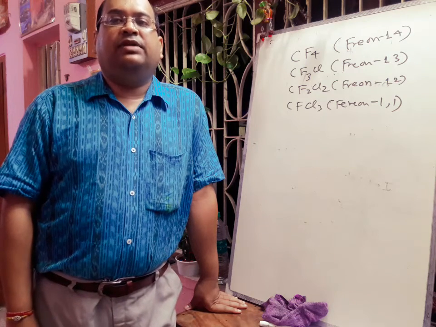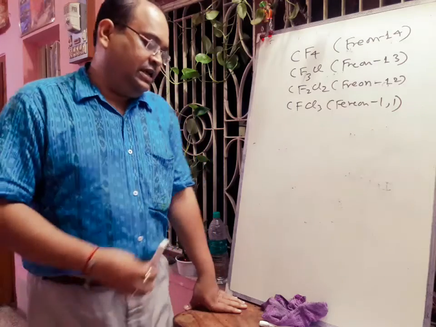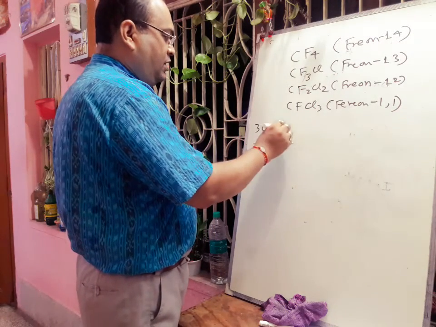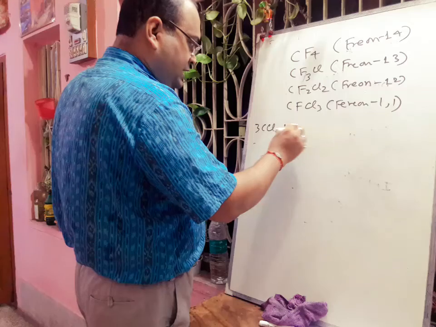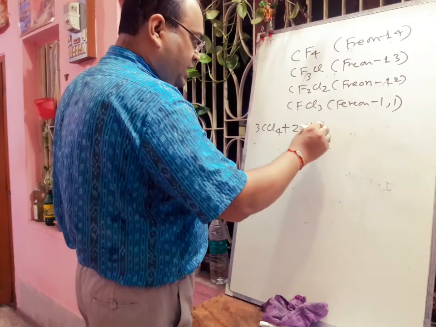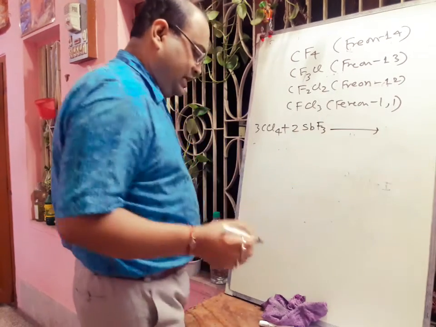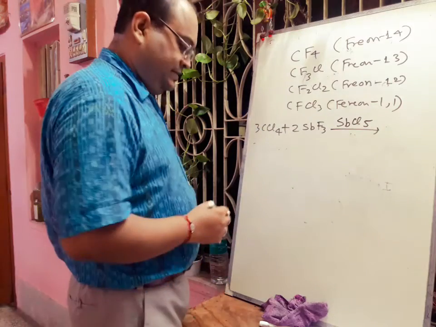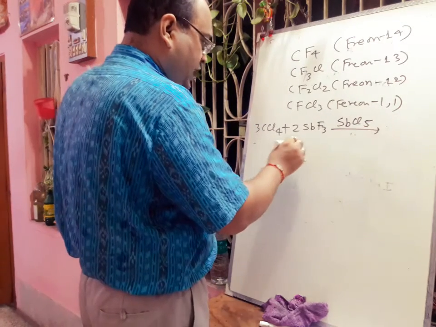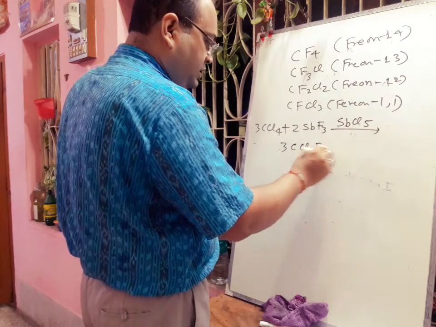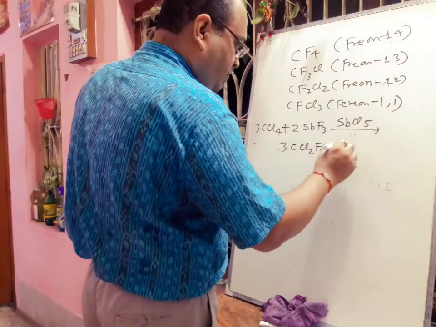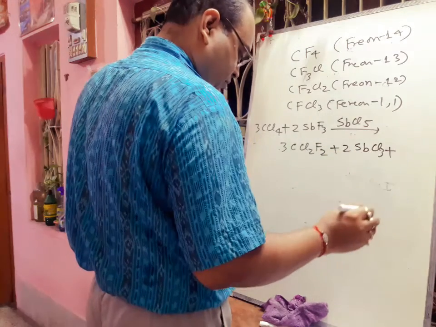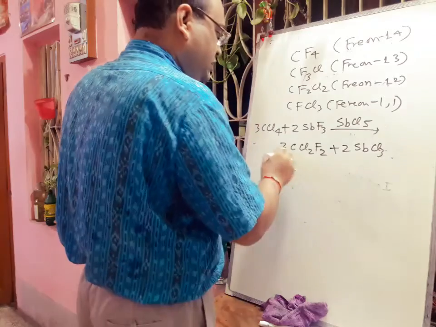It is manufactured from carbon tetrachloride by the Swarts reaction. If we write the reaction, then you can understand: 3 CCl4 plus 2 SbF3, and this type of reaction is called the Swarts reaction. We react with antimony pentachloride SbCl5, that will produce 3 CCl2F2, that is freon 1,2, with the formation of 2 SbCl3. So this is freon 1,2.